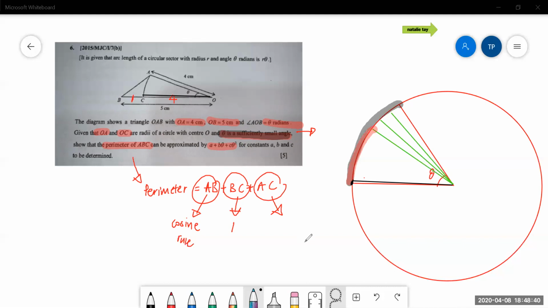So for AC and O, it would have become a right angle triangle. You know this is 4. So you need to find what is AC. Can find? Yes, can.